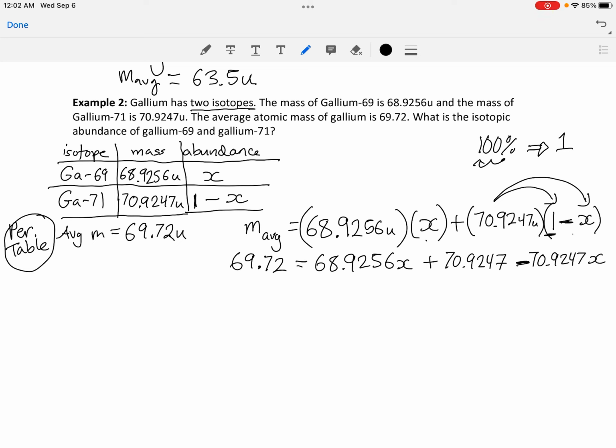Right, it looks like we need to do some collecting like terms. So I'll keep the left side the same for now. And on the right side, well, this is a constant here, so I'll write that 70.9247 out again. But then I'll collect these like terms, right? This has an X with it, and this guy has an X with it. So let's add those together. 68.9256X minus 70.9247X equals negative 1.9991X. Early on in this stage, keep lots of decimals so you don't make any rounding errors. And we'll round things off at the end, but not yet. So just keep tons of decimals for now.